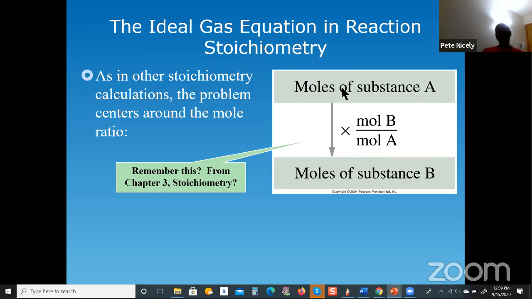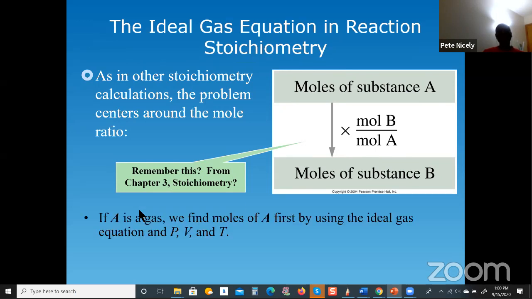We start with moles of substance A. We use the mole ratio based on the balanced equation. And then we multiply moles of substance A by the appropriate mole ratio to get the moles of substance B. That is basically what stoichiometry comes down to. I mean, there are other situations where you need to calculate the moles of substance A, or you need to calculate other things from moles of substance B. But basically it comes down to this, which underscores the importance of having a balanced equation to begin with, because the balanced equation gives us the mole ratio, which is correct.